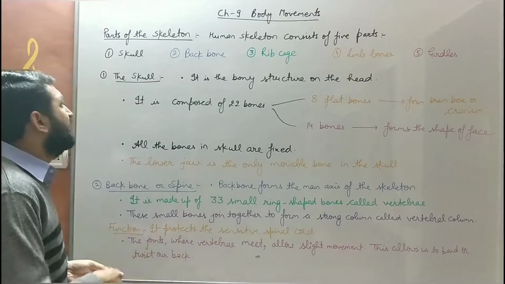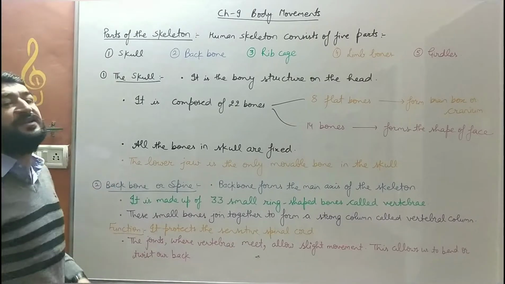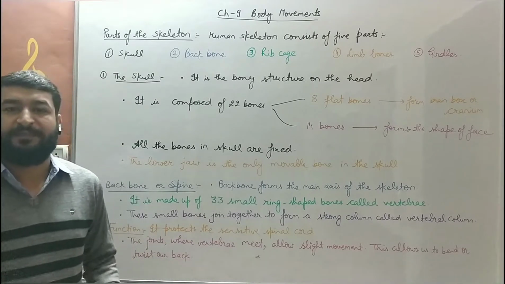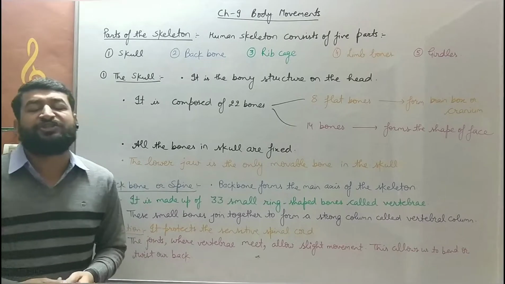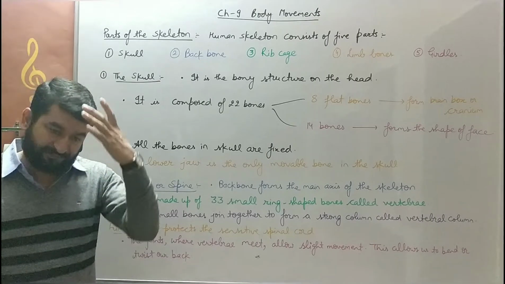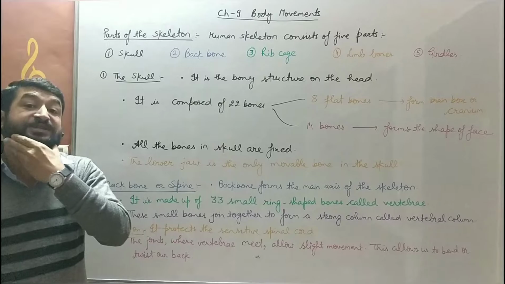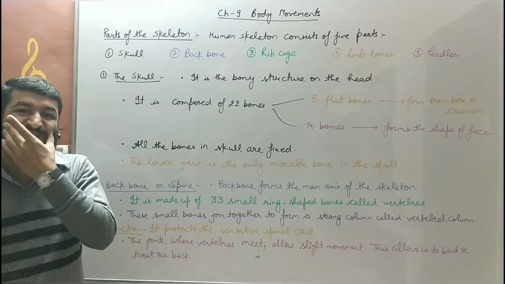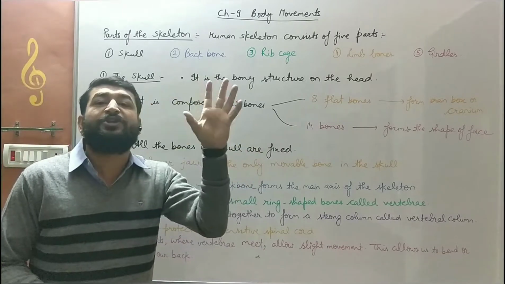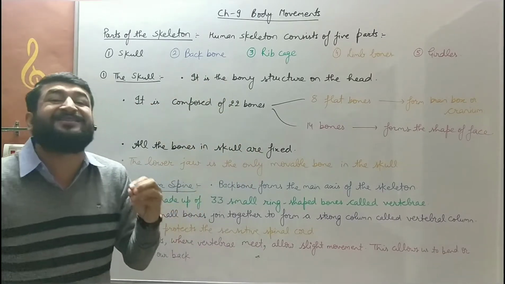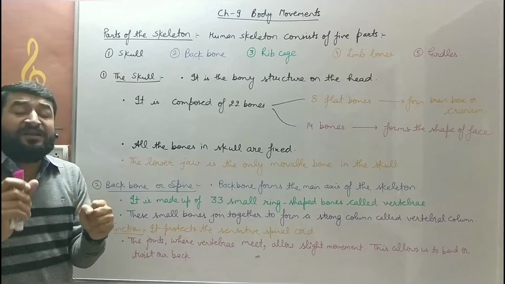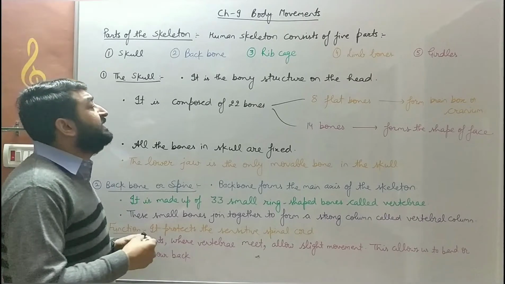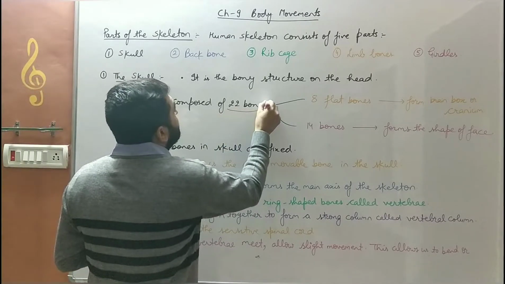So first we'll discuss the skull. In Hindi it is referred to as khopdi. It is the bony structure present over the head. This is the skull. This bony structure present in these regions is composed of bones joined together to make the skull. The skull is composed of a total of 22 bones.